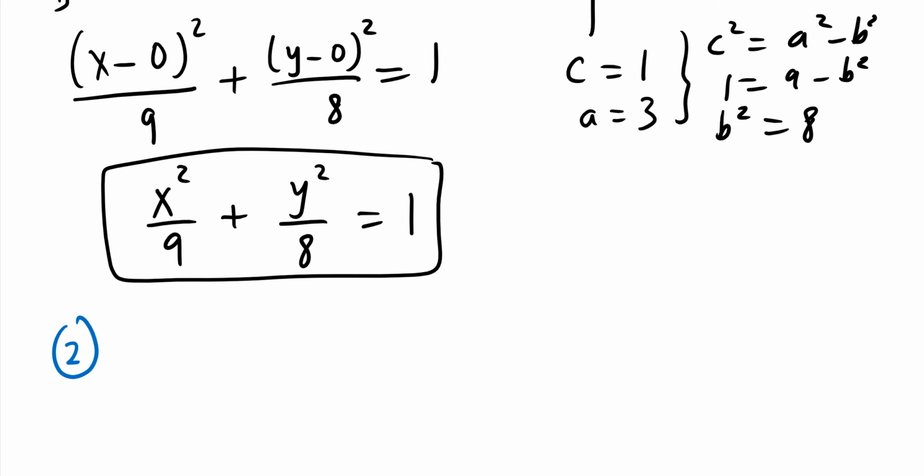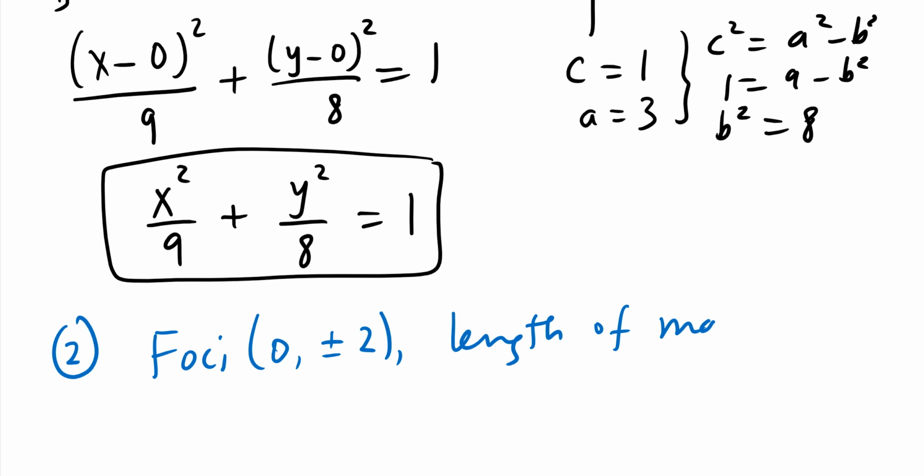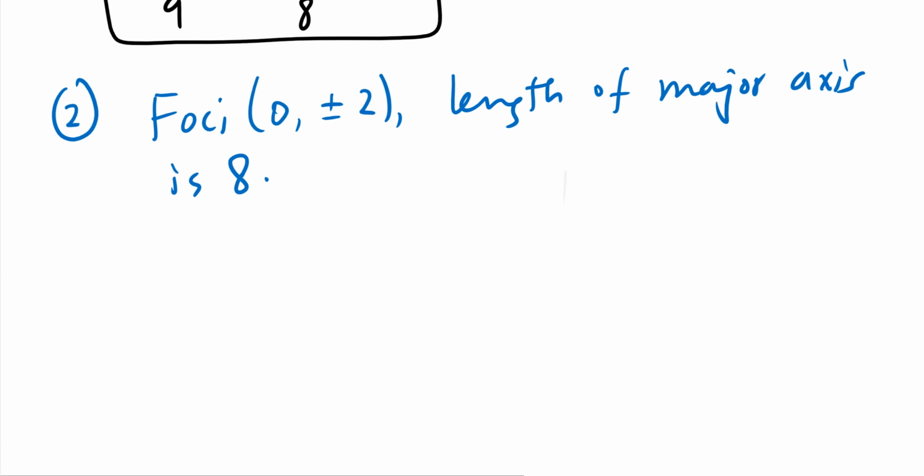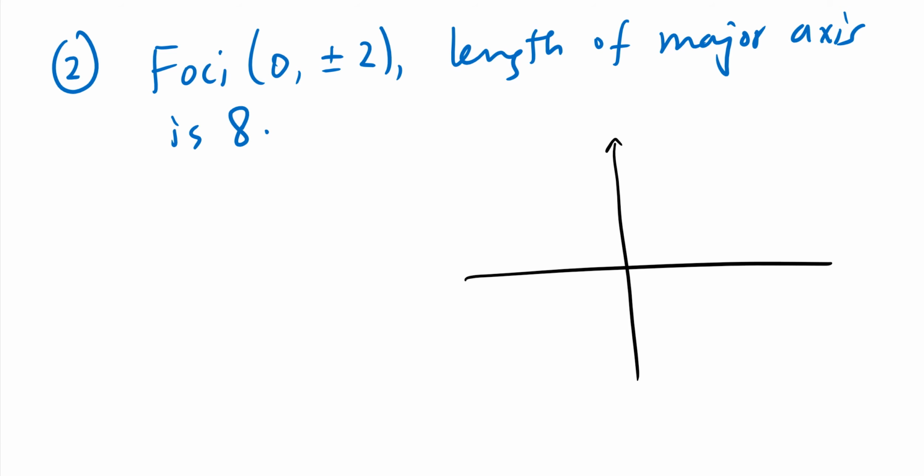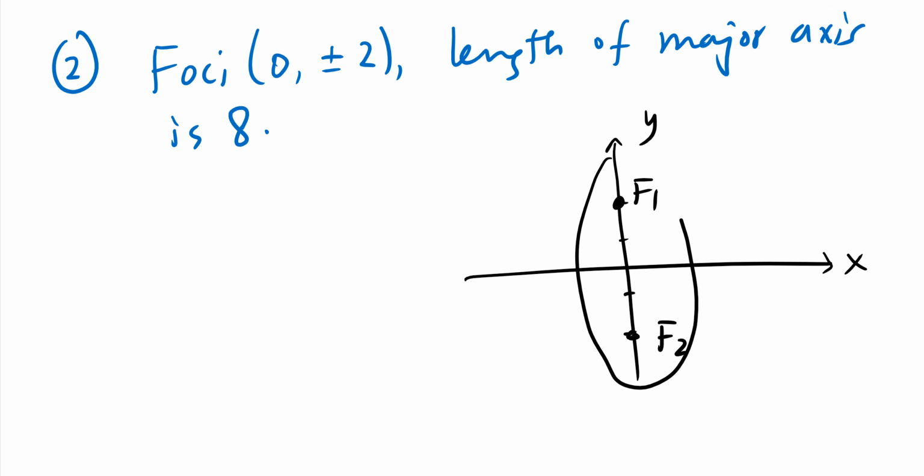Let's look at a slightly different example. Let's say they give us the foci at 0 plus or minus 2 and the length of the major axis is 8. Length of major axis is 8. So again, plot the given. 0, 2, that's one of the foci. Negative 2 is the other focus. So this tells us that the ellipse is going to be parallel to the y-axis. Parallel to the y-axis, like so.